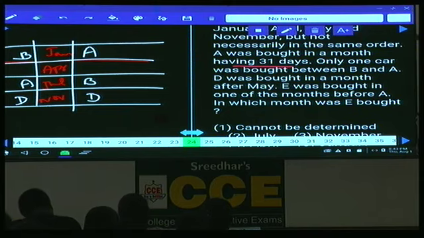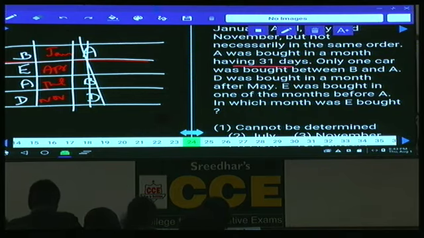And E was bought in one of the months before A. E was in one of the months before A. Here before A is not possible. Hence B E A D. Then what is the question here? In which month was E bought? E was bought in the month of April.